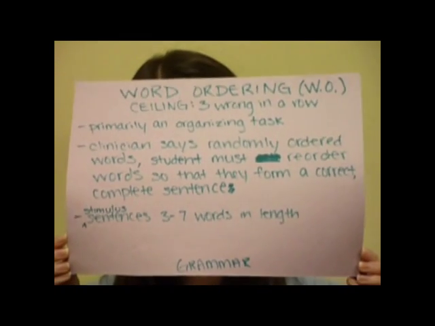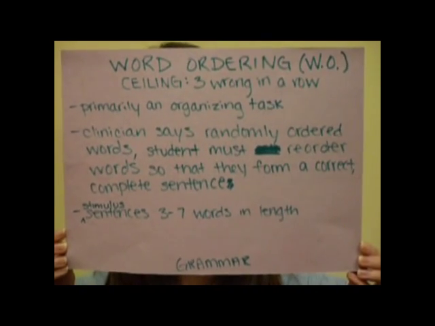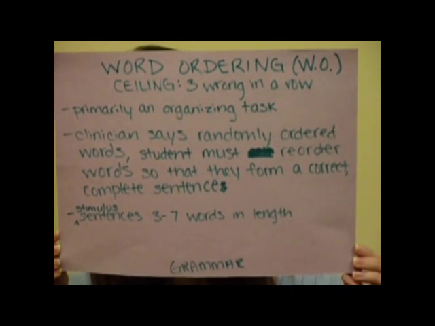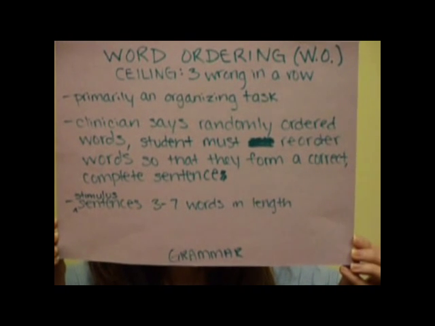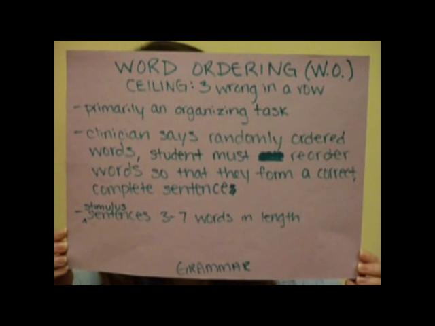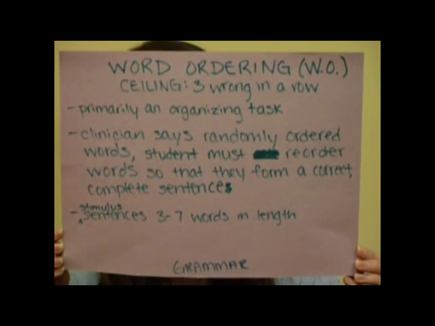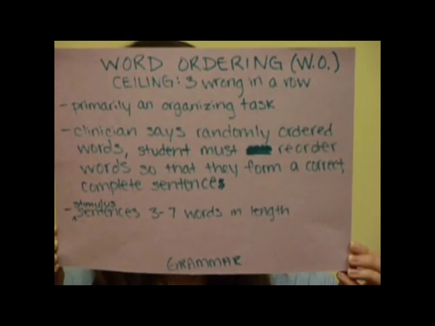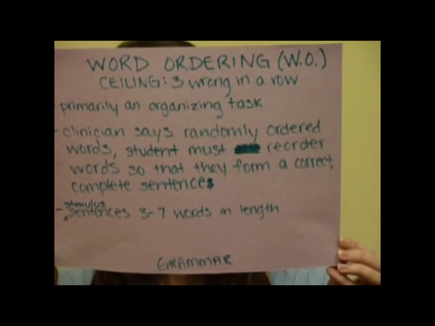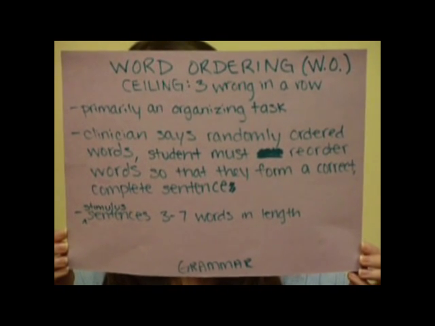So now we're going to do the word ordering subtest. The third subtest of the TOLD-I:4 is the word ordering subtest. It is primarily focused on an organizing task. The clinician says randomly ordered words, and the student must reorder the words so that they can form a correct, complete sentence. The stimulus sentences in this subtest vary from a length of 3 to 7 words. This subtest focuses primarily on the grammar portion of language. There is a ceiling of 3 consecutive wrong answers in a row, and you must start with the first item.